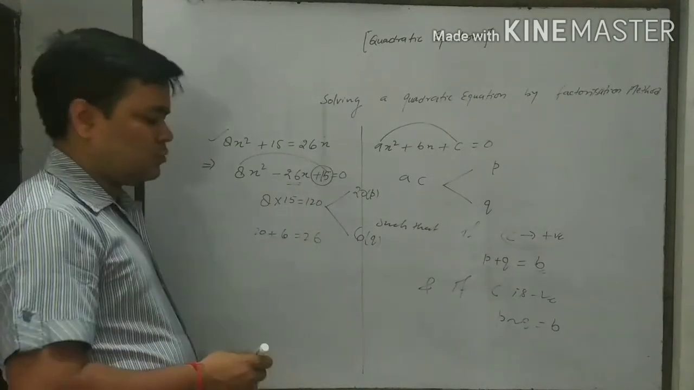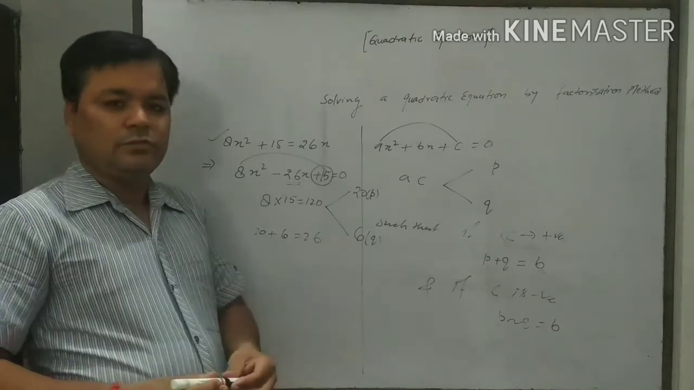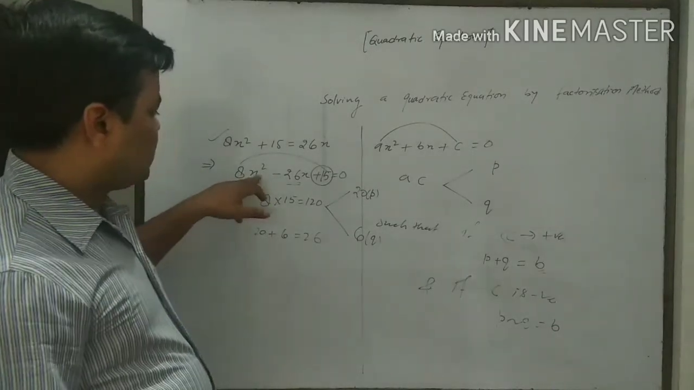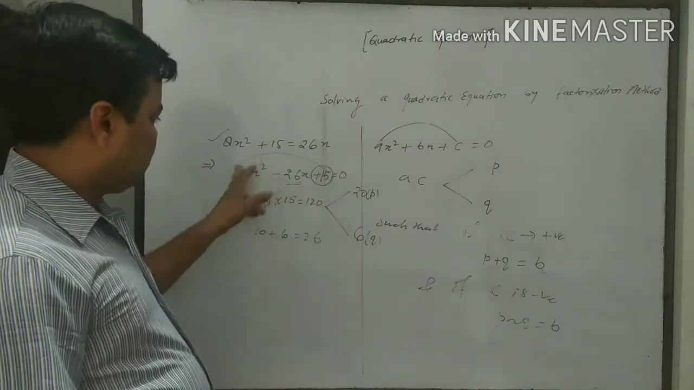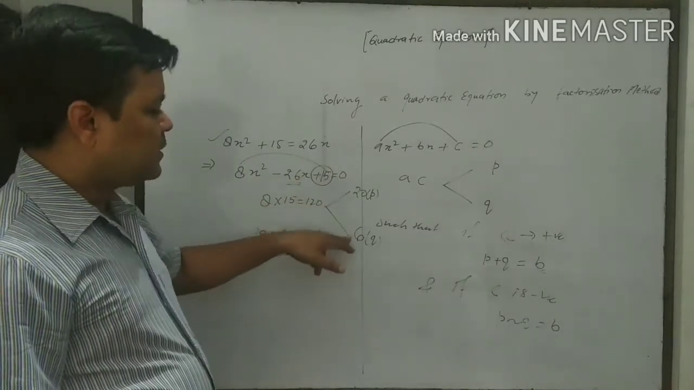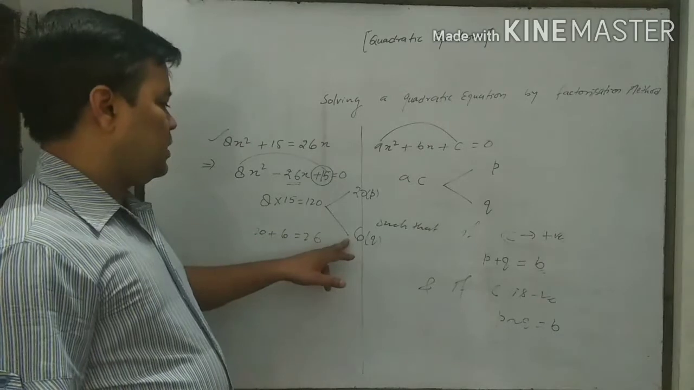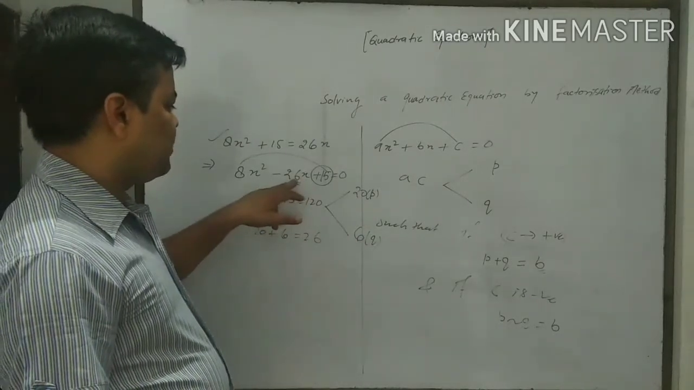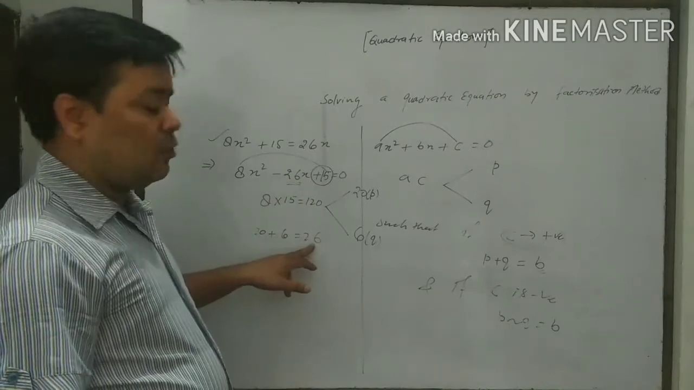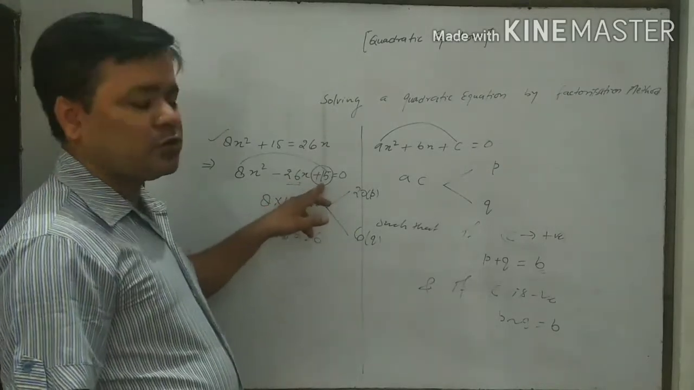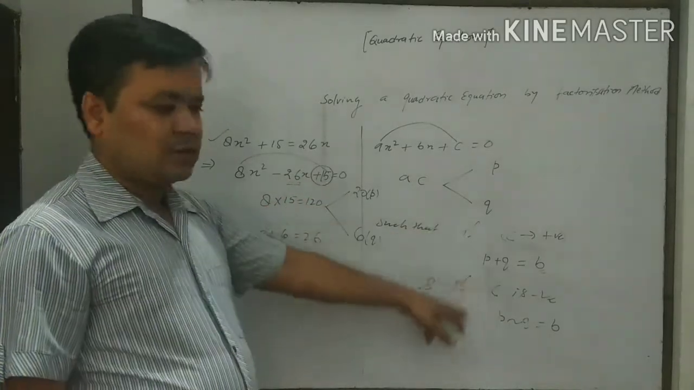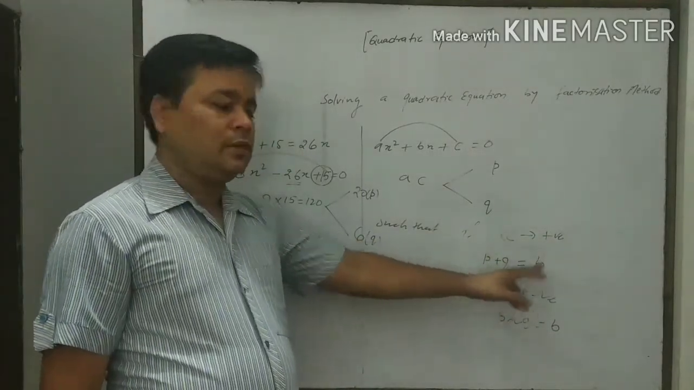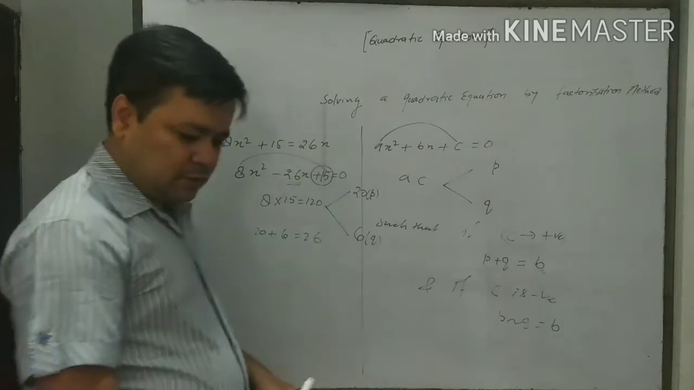Try to understand one more time. First of all we multiply the coefficient of x square and the constant term, that is 15, and get 120, and break it in two parts such that the sum of 20 and 6 will be equal to the coefficient of x, that is 26. Why like this? Because C is positive. According to the condition, if C is positive, then the sum should be equal to B. Clear?